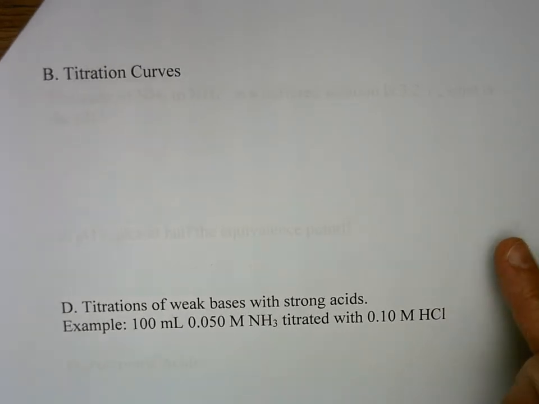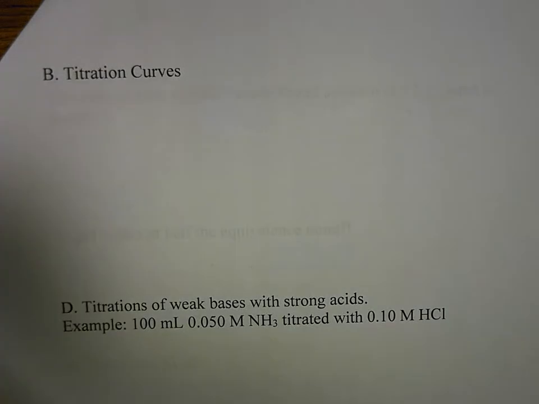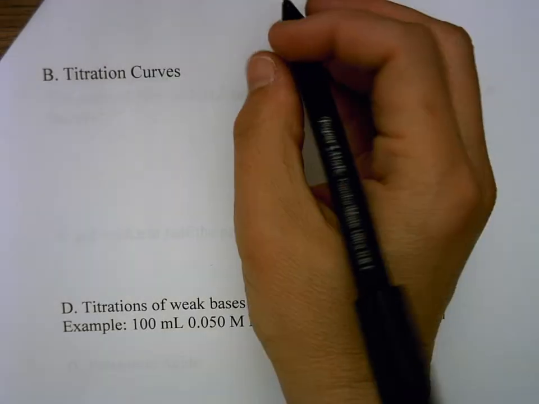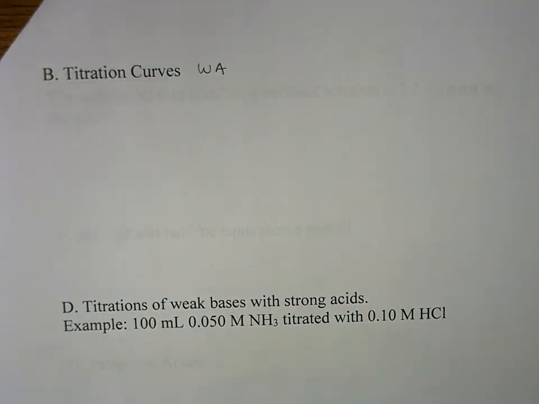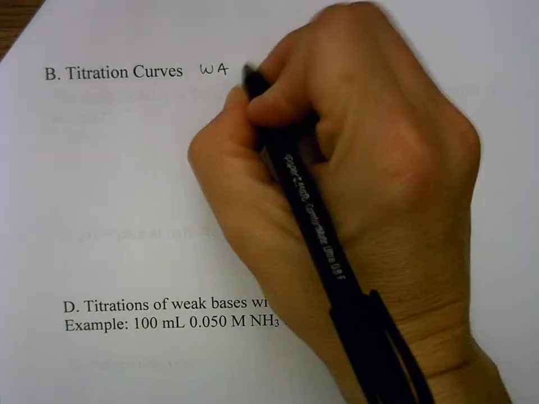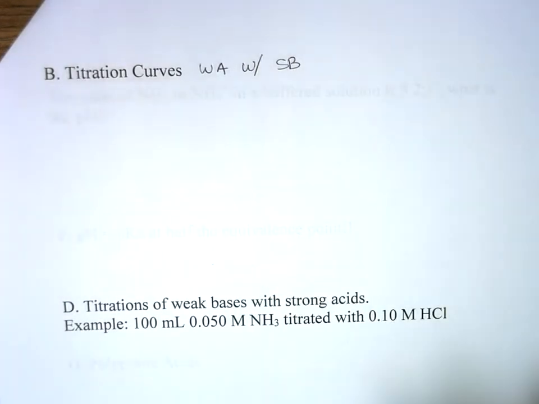We did talk about titration curves on Monday, but they were titration curves of strong acid, strong base titrations. So now you need to know, a real common question would be to explain the difference between a strong acid titration curve and a weak acid titration curve. So this would be weak acid with a strong base.